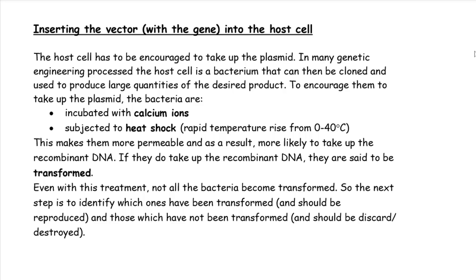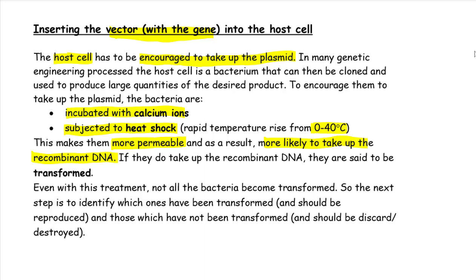Okay, so once we have the vector with the gene, the host cell, which is the bacteria, has to be encouraged to take up the plasmid. Now, what we need to do is incubate them with lots of calcium ions, and subject them to heat shock. So basically we increase the temperature from 0 to 40 degrees. When we incubate the bacteria with calcium ions and subject them to heat shock, it makes their membranes more permeable, and as a result makes them more likely to take up the recombinant DNA.